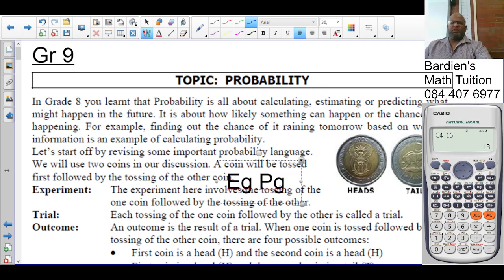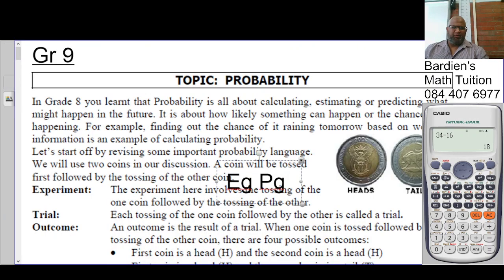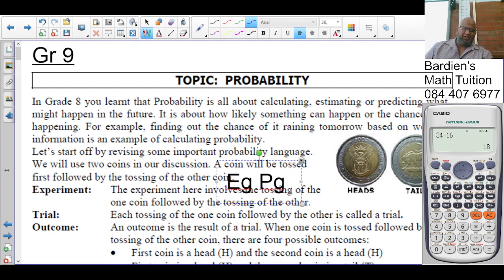Okay, good afternoon, class. So at this point, we spoke about the probability scale. We went through all the theory. So we're looking at the example on page 310.